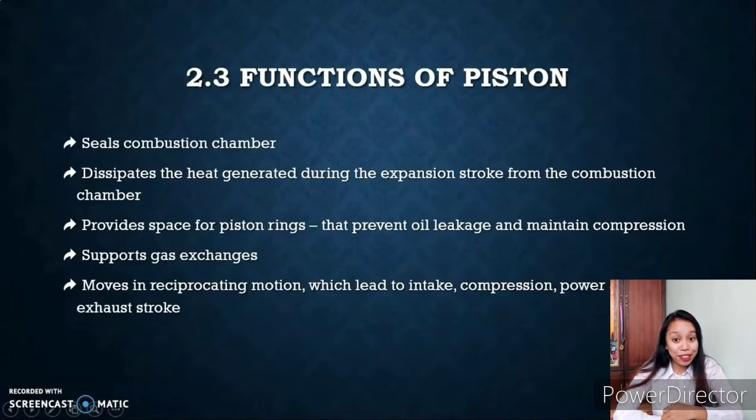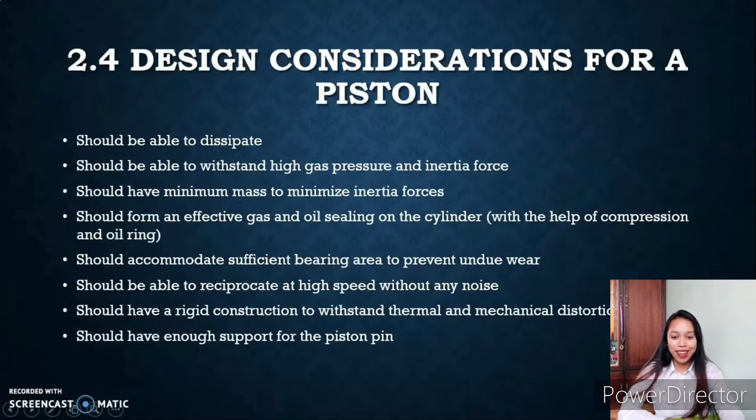In 2.3, we are going to discuss several functions of the piston. Firstly, it seals the combustion chamber. Second, it dissipates heat generated during the expansion stroke from the combustion chamber to the cylinder wall. Third, it provides space for the piston rings, which function to prevent oil leakage and maintain compression. As we all know, there are two types of piston ring, the compression ring and the oil ring. Fourth, it supports gas exchange. And lastly, it moves in a reciprocating motion, which leads to the intake, compression, power, and exhaust strokes.